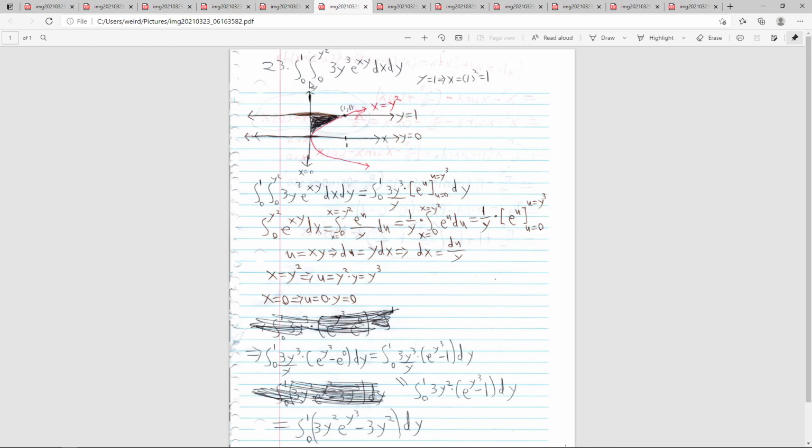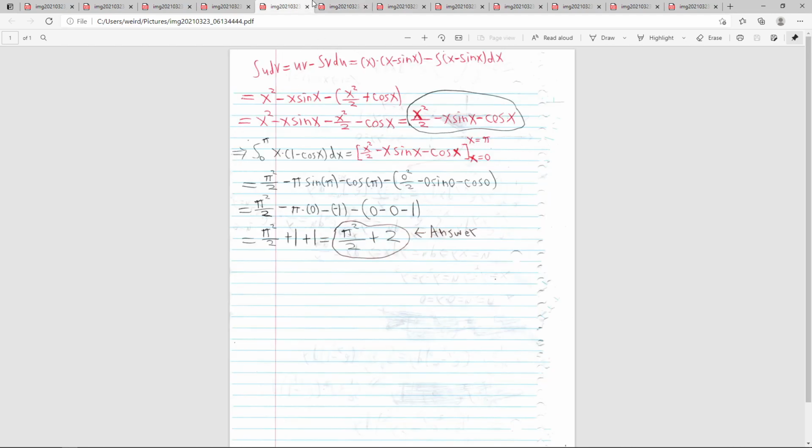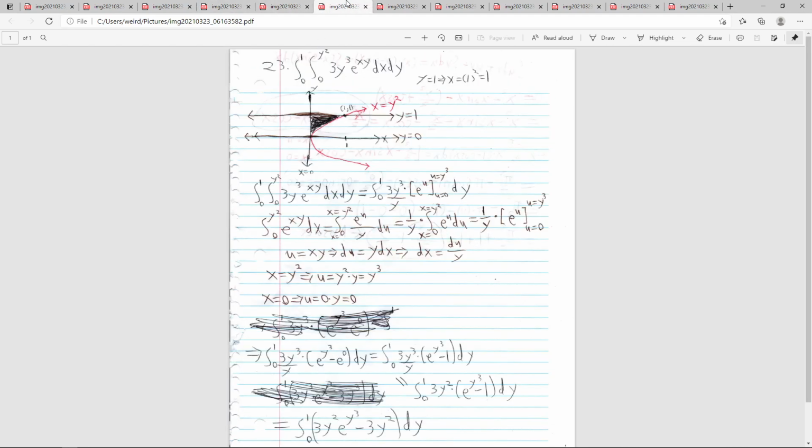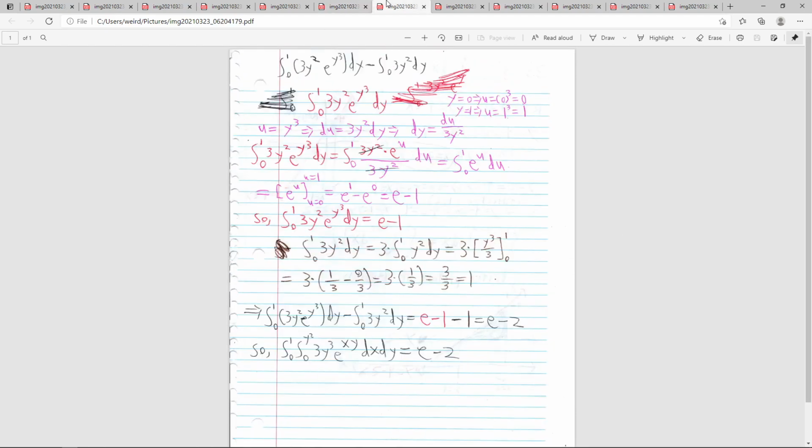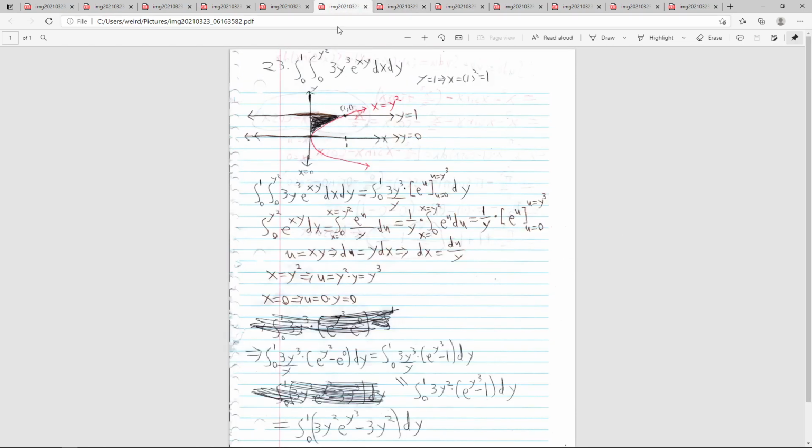So you're given this, now we have to sketch it. 0 to 1, 0 to y cubed. It's 3y cubed x squared. It's not the nicest integral, but we can do this. So y equals 1 implies that x equals 1 squared equals 1.